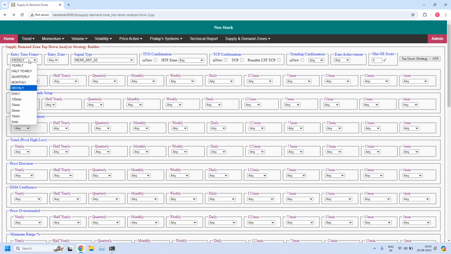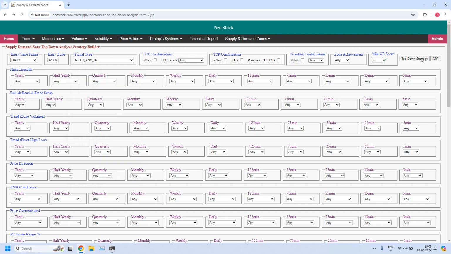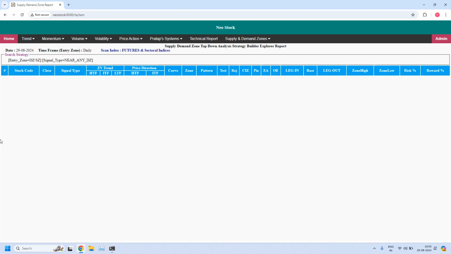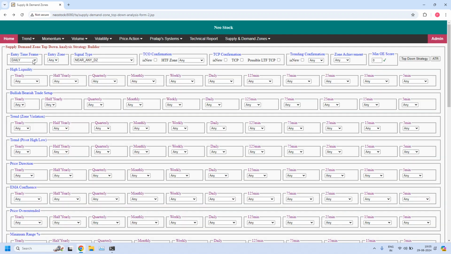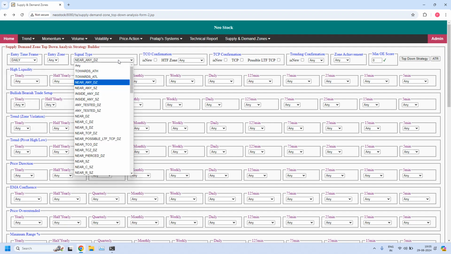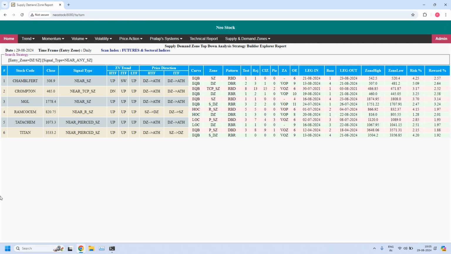The next time frame is daily. Entry time frame is daily. Let us find the stocks near daily demand zone. No stocks are available near the daily demand zone. Let's go back. For daily time frame, let us find the stocks near daily supply zone. 6 stocks are filtered near the daily supply zone.